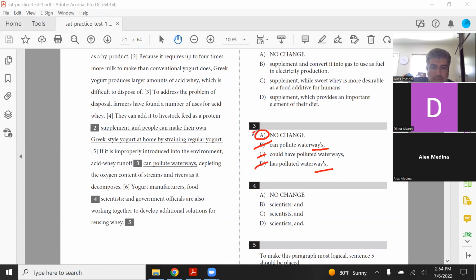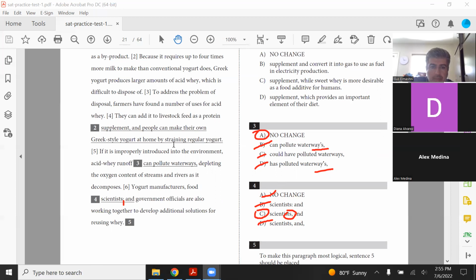I'll go A. This is all punctuation again. Yogurt manufacturers, food scientists, and government officials are also working together. So I would go with a comma, not a semicolon. A semicolon is like a period. Anything you say before and after a semicolon must be a complete sentence or a complete thought. That is not the case here. A colon wouldn't make sense either because then you're elaborating on what was said afterwards, but you're just listing things. So I'll go with a comma. And I wouldn't do an extra comma after the word and. You're fine with just that one comma right there, and I'll go C.